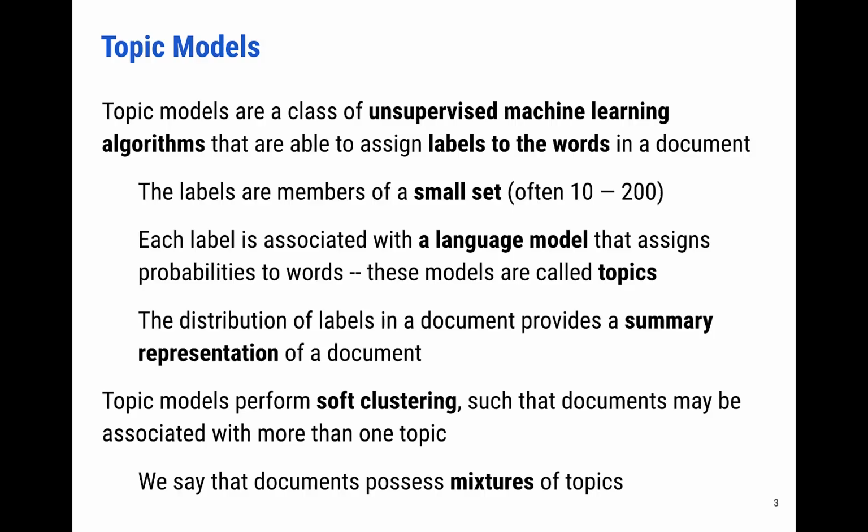Finally, topic models can be seen as performing a kind of soft clustering as opposed to hard clustering. Hard clustering is where you have one topic per document, one category, and soft clustering is where you actually have a mixture. And so we often use that expression. We say that a document has a mixture of topics.